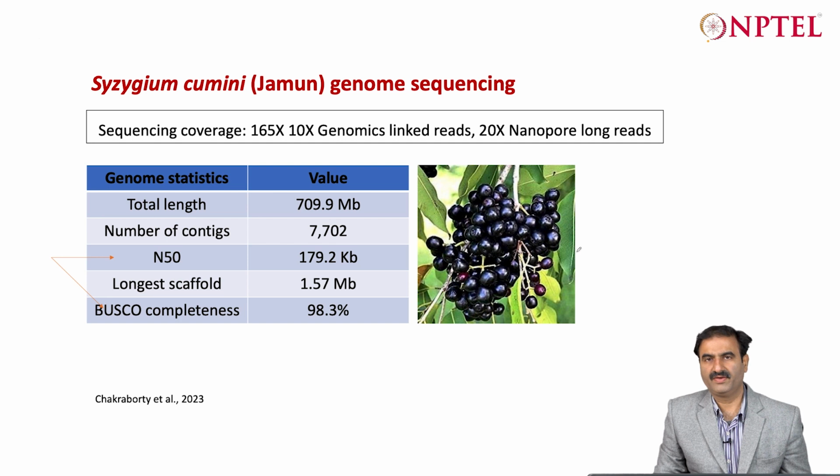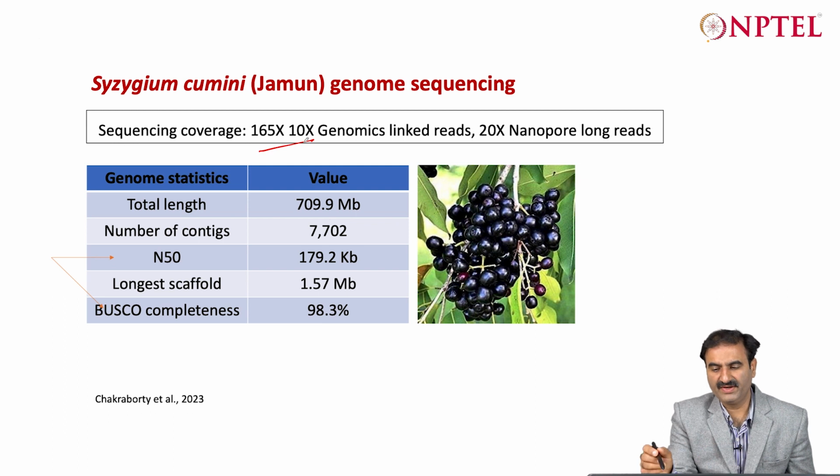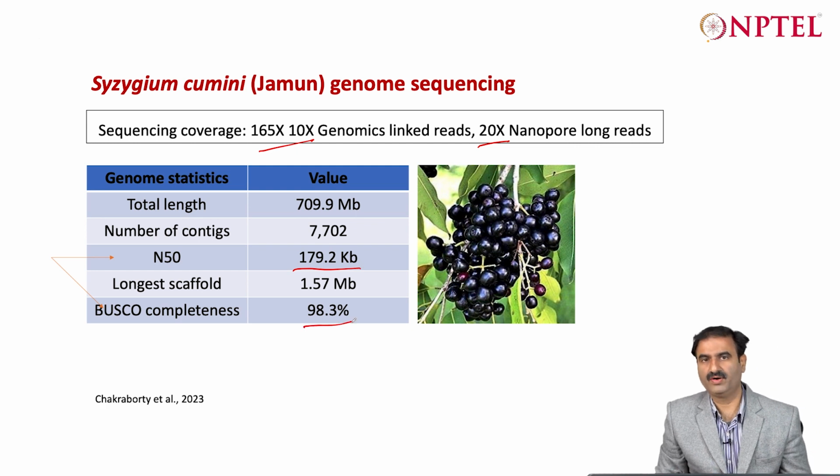And similarly for the Jamun genome, a high amount of 10x Genomics linked reads and 20x of nanopore long reads were used, which resulted in a good N50 of 1.179 kb and BUSCO completeness of almost 98-99%, which is a very good outcome. That means genome coverage was almost complete and you could cover all the single copy orthologs.